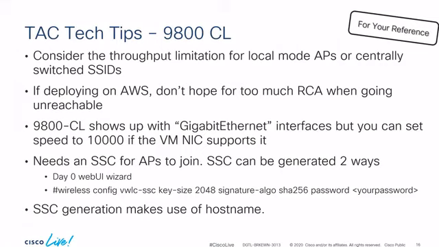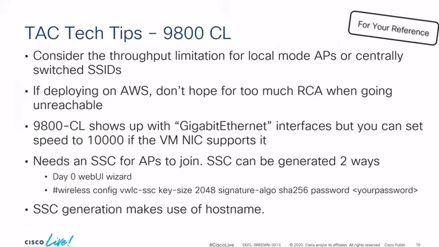Now on the 9800 CL, there is already a throughput limitation, right? It does show up with this gigabit Ethernet interface context, but if your vNIC allows, you can make it 10 gigabit Ethernet by setting the speed. No harm done. It does not change the fact that there are still those throughput limits to deal with.